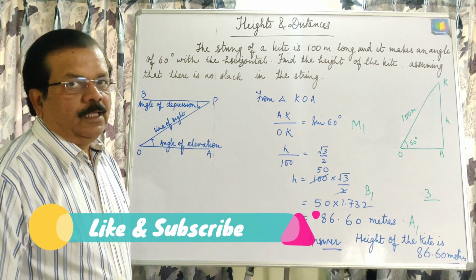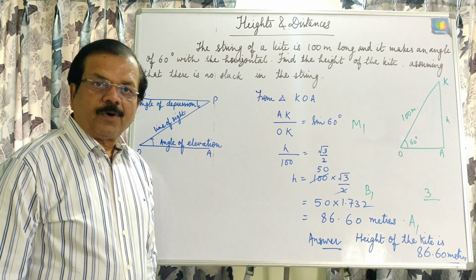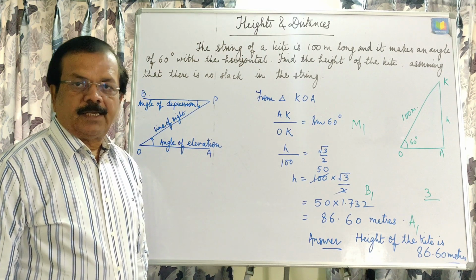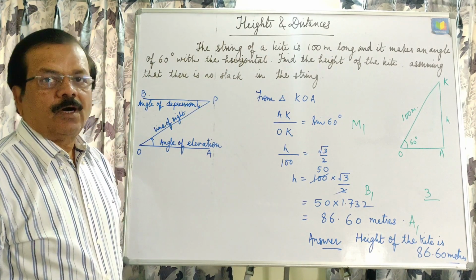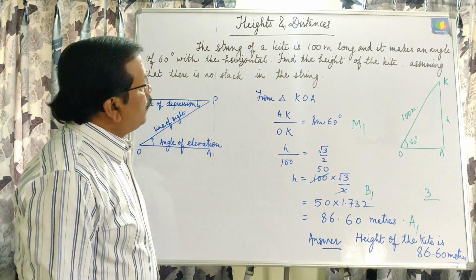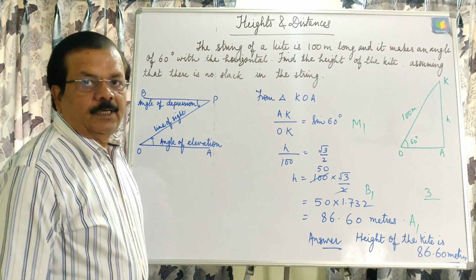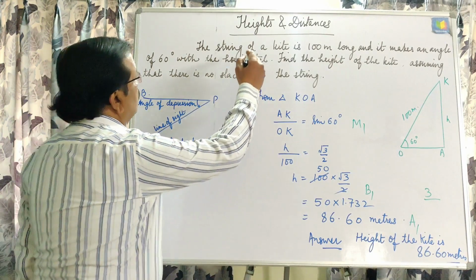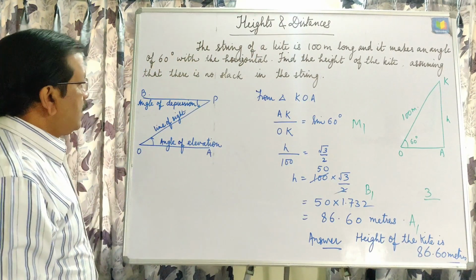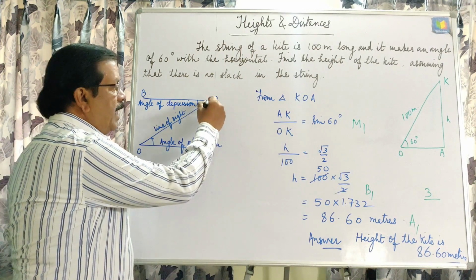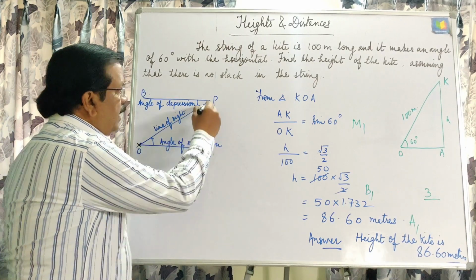Hello students, we are going to study heights and distances, and this is a very important chapter of class 10 in both the boards, whether ICSE or CBSE. As far as the concept of the chapter is concerned, this is very clear from the name of the chapter, heights and distances. It means something is kept at a certain height, and then we are observing that object.